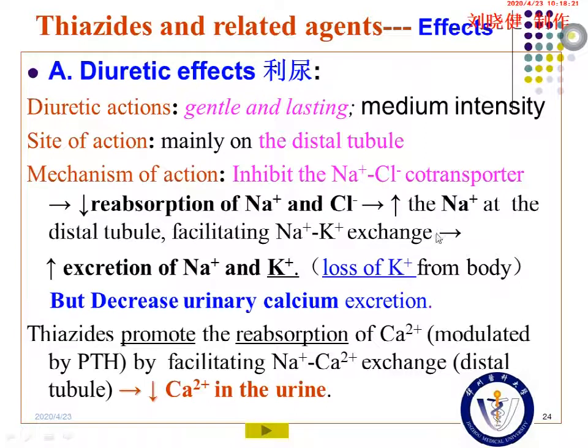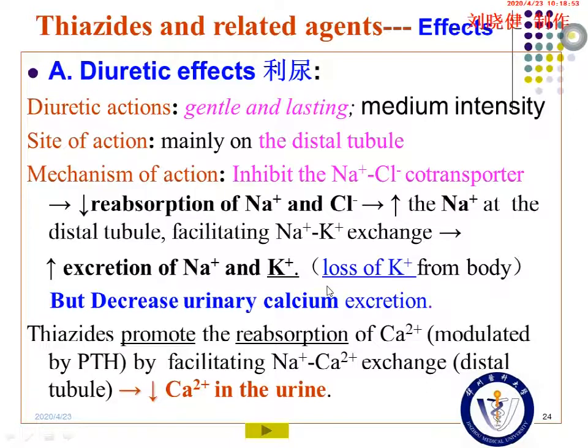So the final result is to increase the excretion of sodium ions and potassium ions, especially potassium ions. Long-term use of thiazide may result in loss of potassium ions from the body. So it is necessary to supplement potassium salt or to use it in combination with potassium-sparing diuretics.